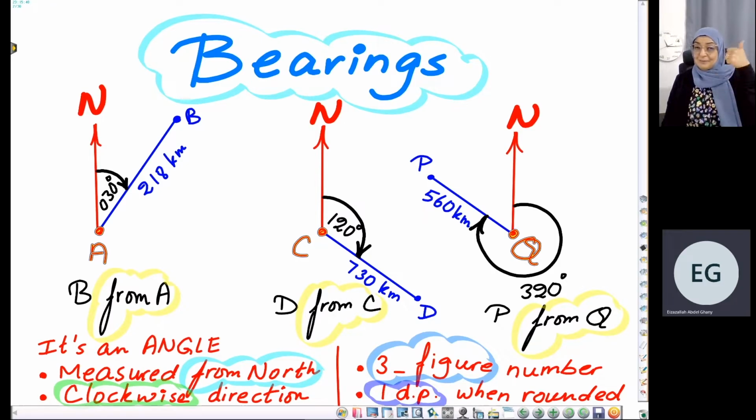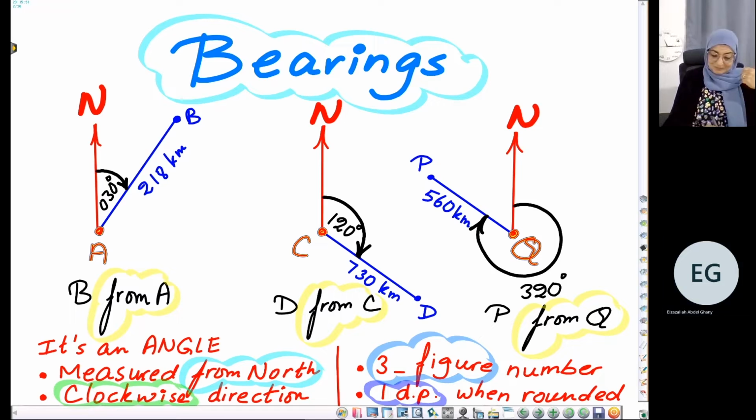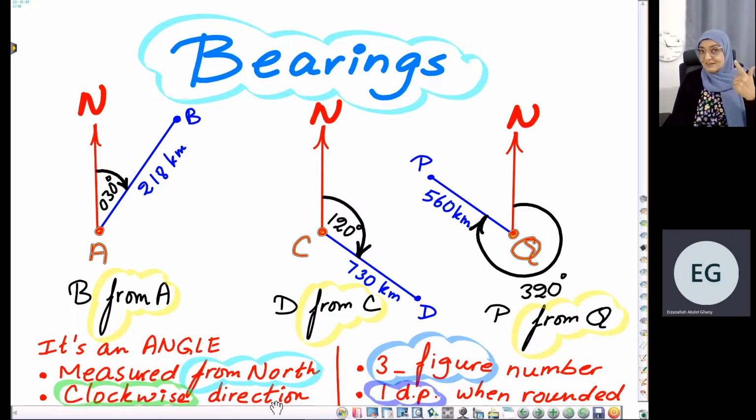Number one, the bearing is an angle. With this angle, it should be measured from north. Number two, it should be clockwise direction. Number three, when you write the value of the bearing, it should be a three-figure number. Like if the bearing is 30 degrees, for example, you write it 030. And if you didn't write the 0, 1 mark will be cut.